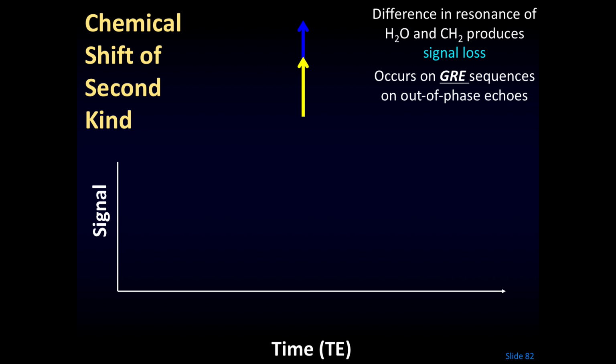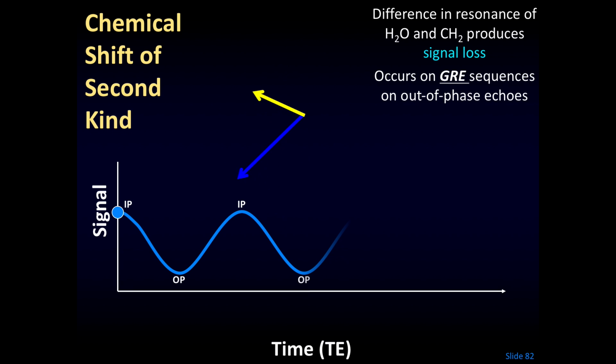There's also something called chemical shift of the second kind, and that has to do with the fact that water and fat are precessing at different frequencies. So they start out at the same frequency, water in blue and fat in yellow. They're precessing at the same frequency and they have signal. But over time, because water is precessing more slowly than fat, periodically water is going to be out of phase with fat and periodically be in phase. So when they're in phase, they sum up, and when they're out of phase, they cancel, and you get this oscillating signal, IP, OP, IP, OP, IP, etc.